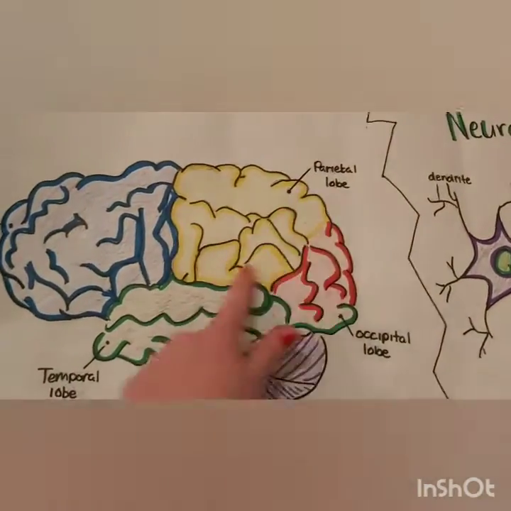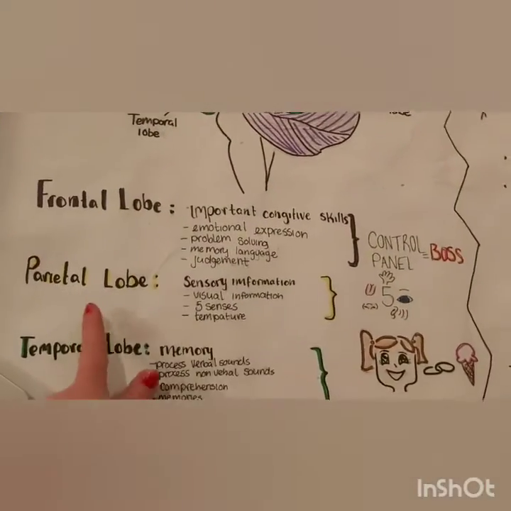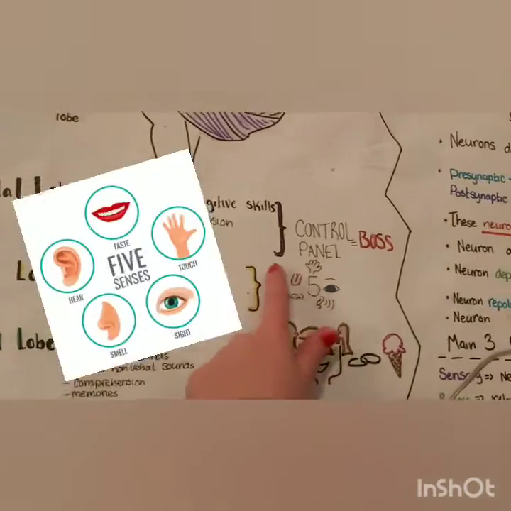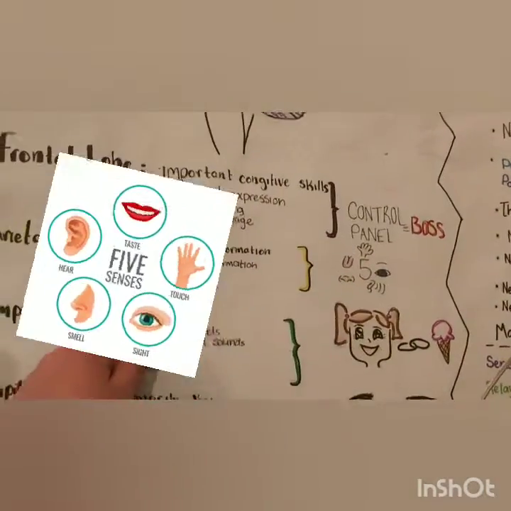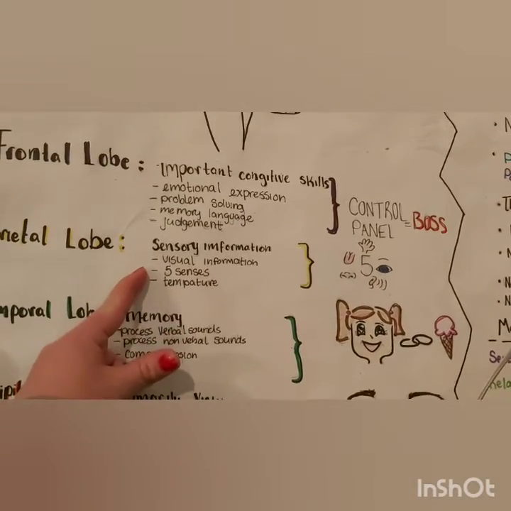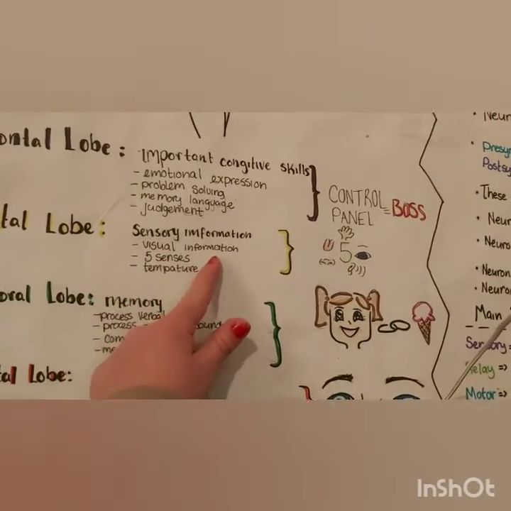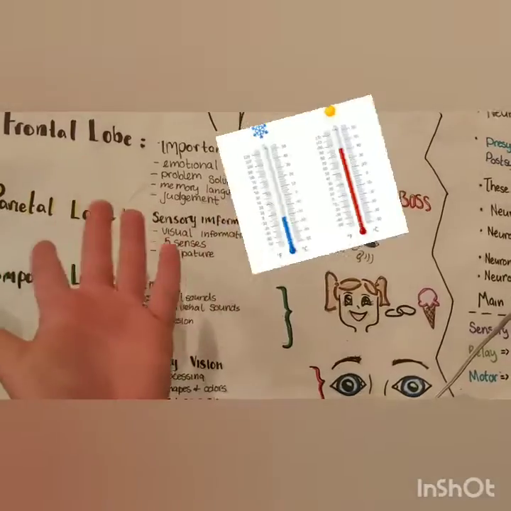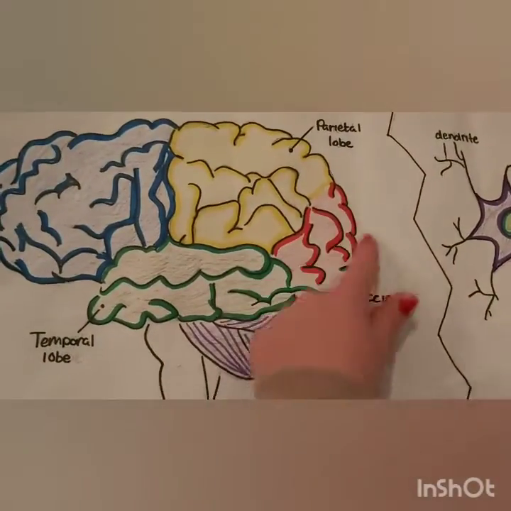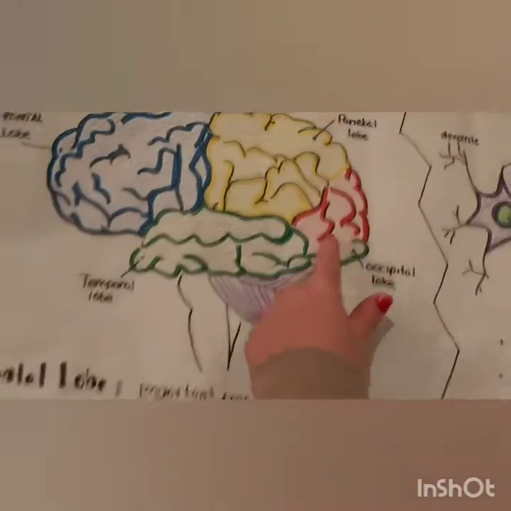Next is the parietal lobe. The parietal lobe is in charge of sensory information. You can think of that as your 5 senses. It's in charge of processing visual information, sensory information, so your 5 senses, and temperature, so whether it's hot or cold outside. Next is the occipital lobe, the red part here.